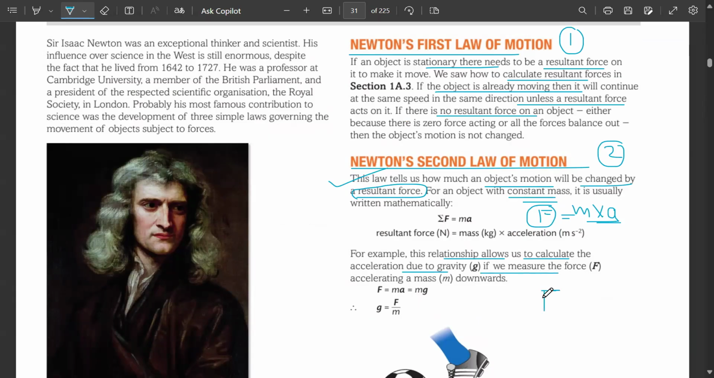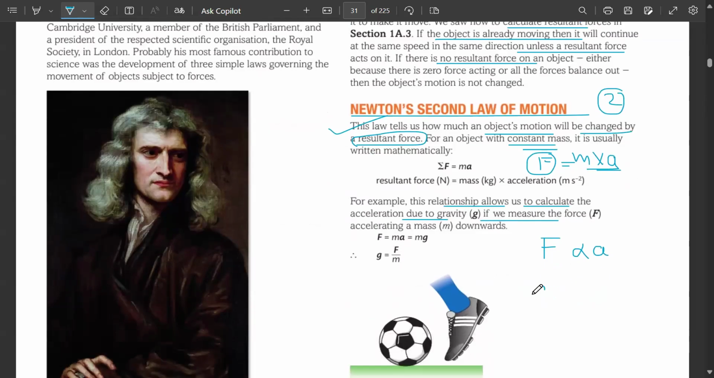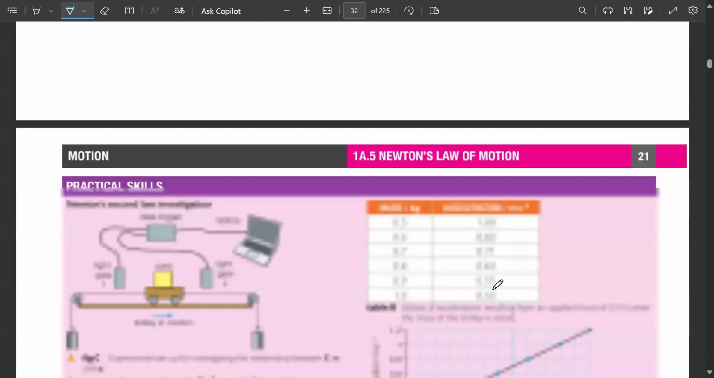And from this, we can find two relations: force is directly proportional to acceleration, and acceleration is inversely proportional to mass. If I increase the force, acceleration would increase. If I decrease the force, acceleration will also decrease. This is a directly proportional relation. But what is inversely proportional? If I increase the mass, acceleration would go the opposite way. It's going to decrease if the object is heavier. And if the object is lighter, having a lesser mass, acceleration is going to increase.